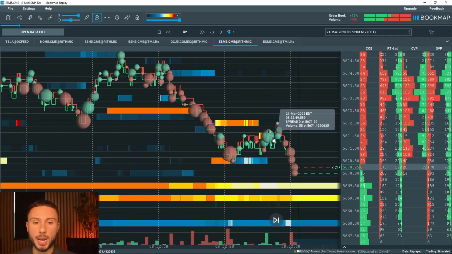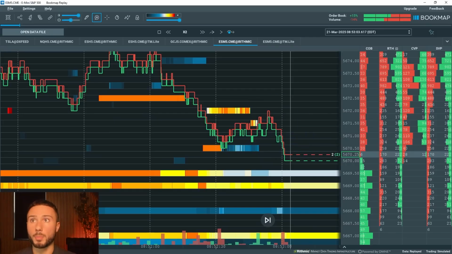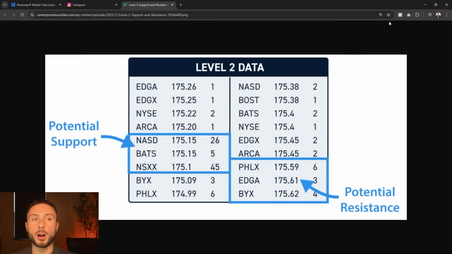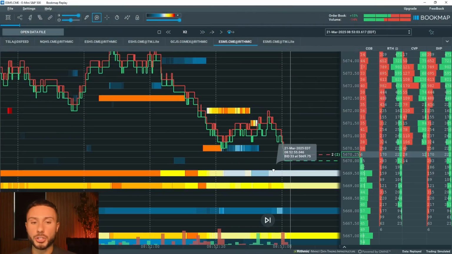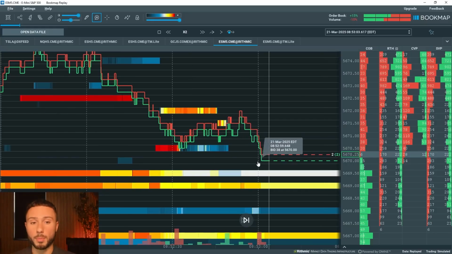So what I'm going to do now is remove the volume bubbles themselves, because we have to talk about the current order book, which again is that level 2 data that a lot of traders are accustomed to. The lines on the charts simply show the current and even historic order book.